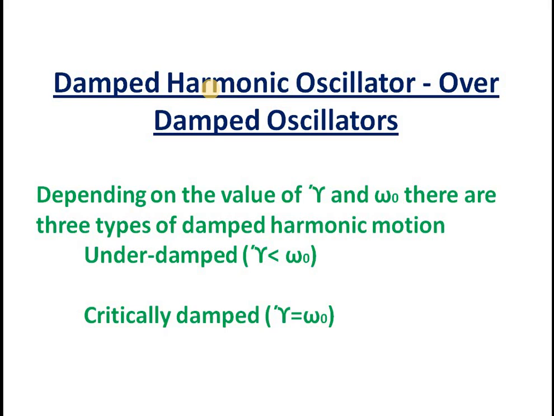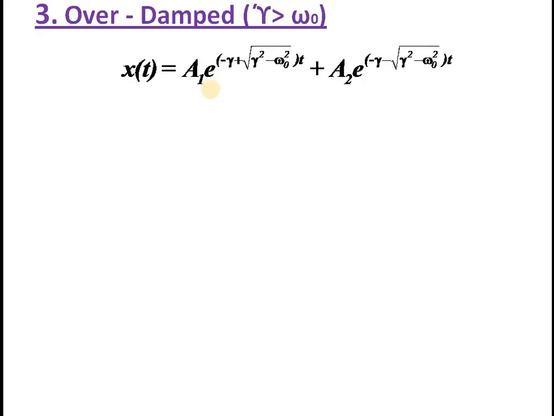Now, so far we discussed the underdamped oscillation and critically damped oscillation. Now let us move on to the third category, called overdamped oscillation, in which gamma is greater than omega 0. So what will happen to this solution when gamma is greater than omega 0? This quantity will be a positive number, and it will be less than gamma.